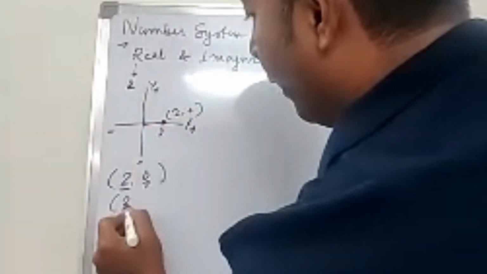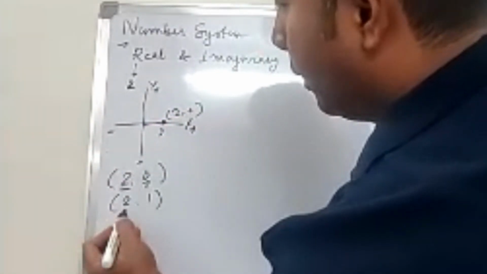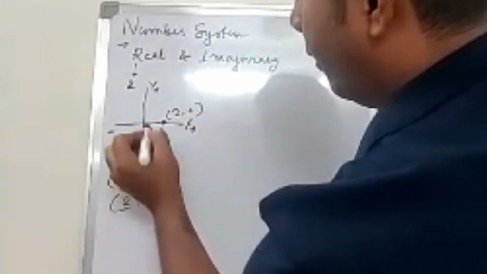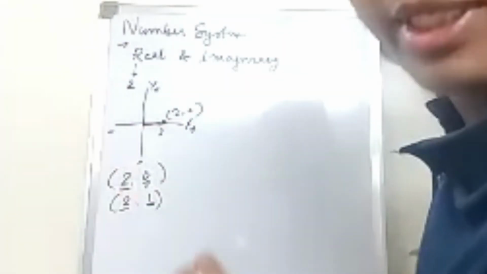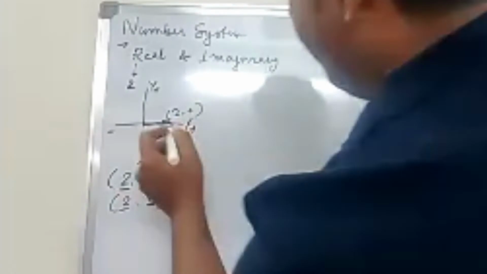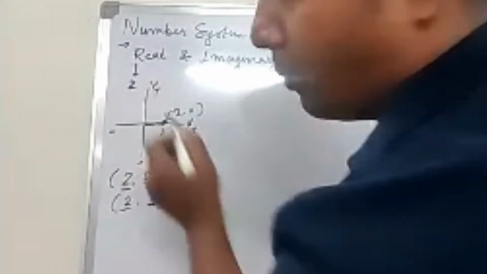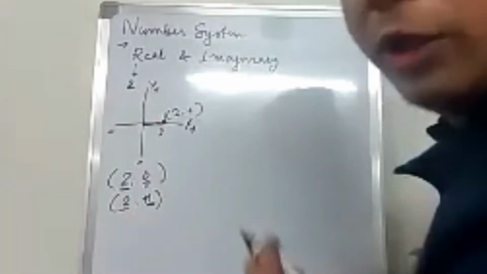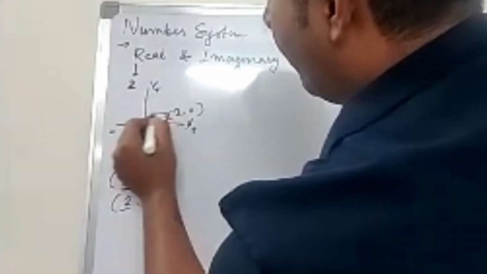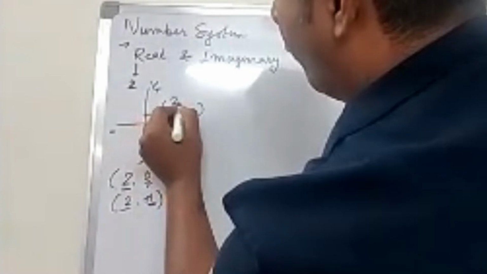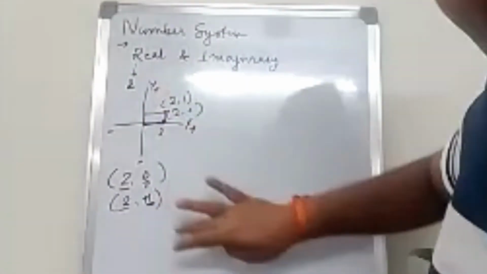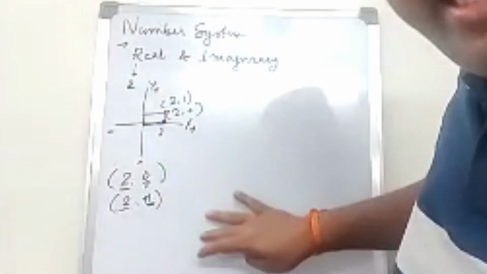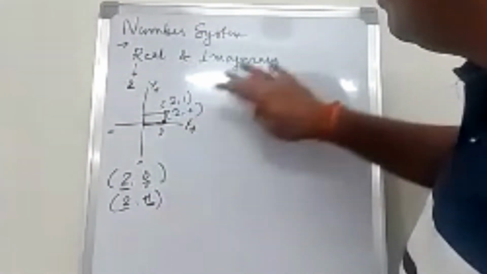When I say (2, 1), so we go, this is the x-axis, this is the y-axis, right? I will move 2 units to the right side, right? And then I will move 1 unit on the top side because it's plus 1, which means positive y-axis, right? So we will move 1 and then we'll plot this number as (2, 1). So any number which can be plotted on the axis is a real number, and then we have imaginary numbers which cannot be plotted.